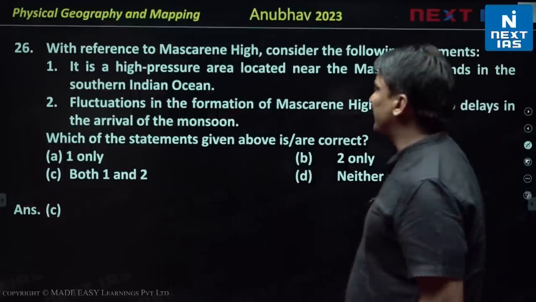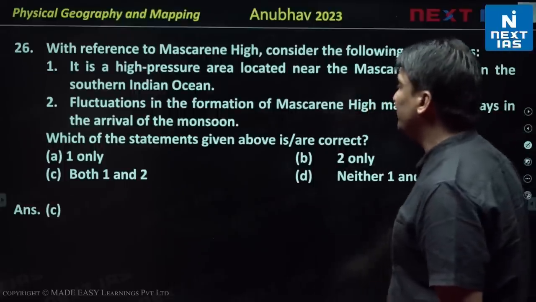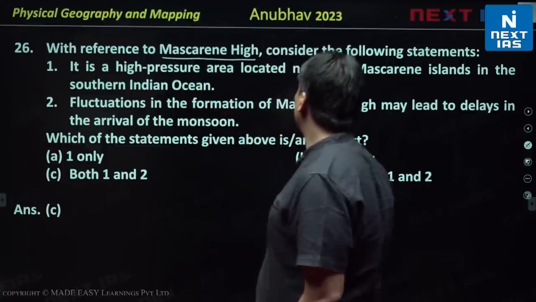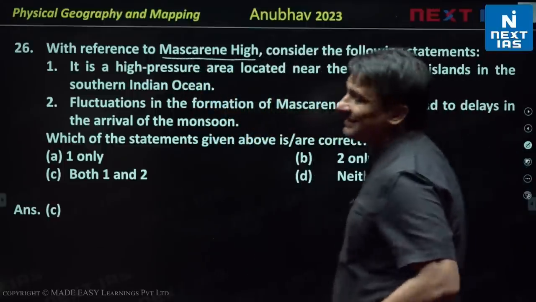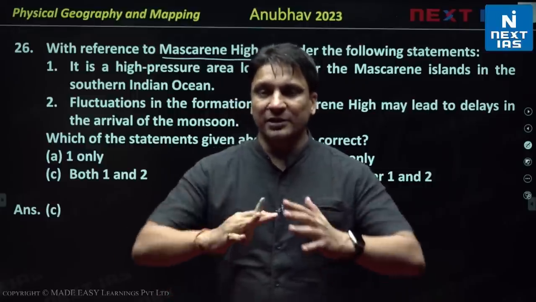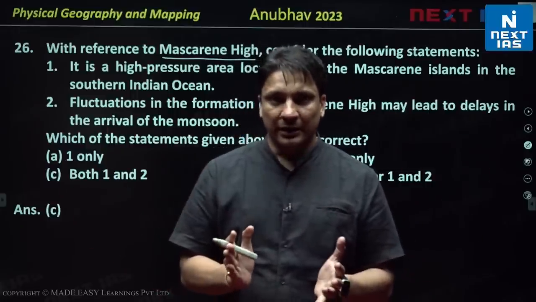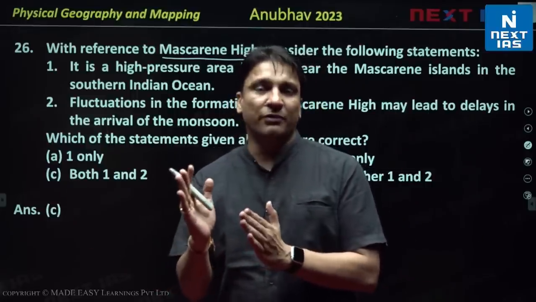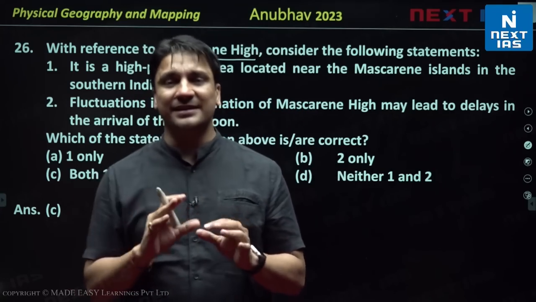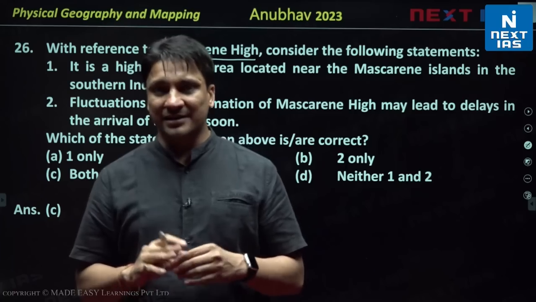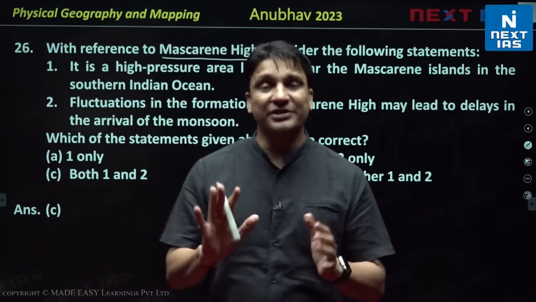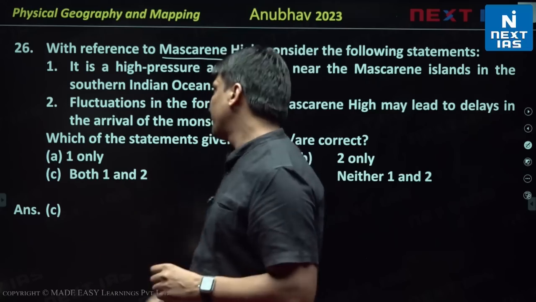The next question is related to Indian monsoon. With reference to Mascarene high, consider the following statements. Let me tell you. Mascarene high is a zone of high pressure near the eastern side of Madagascar in the southern Indian Ocean. There are Mascarene Islands on the eastern side of Madagascar, and in that area a high pressure system develops during monsoon season, which is called Mascarene high.